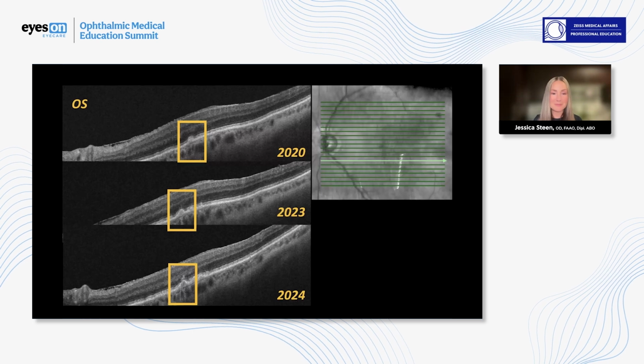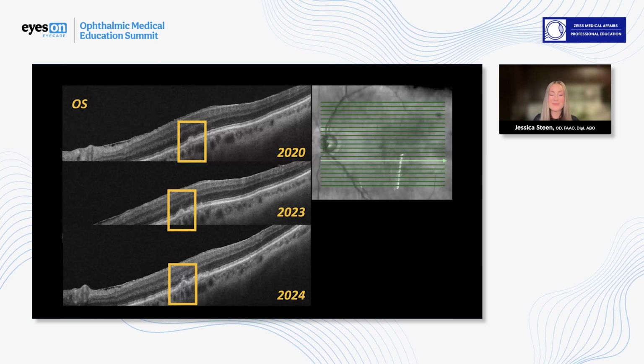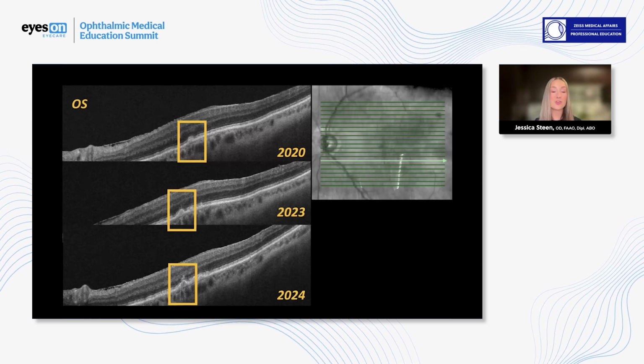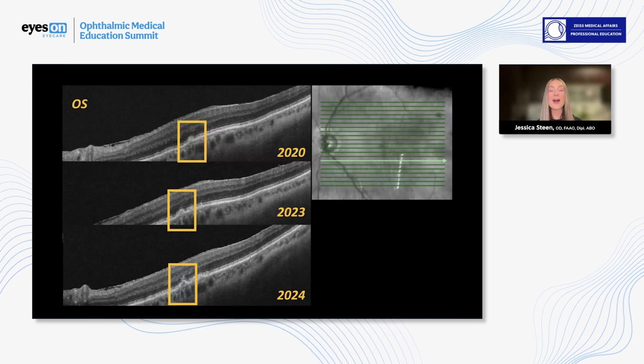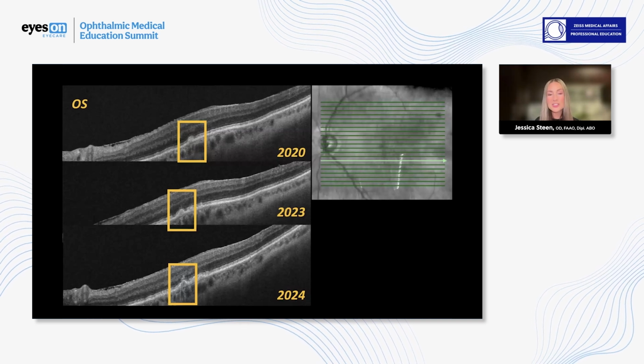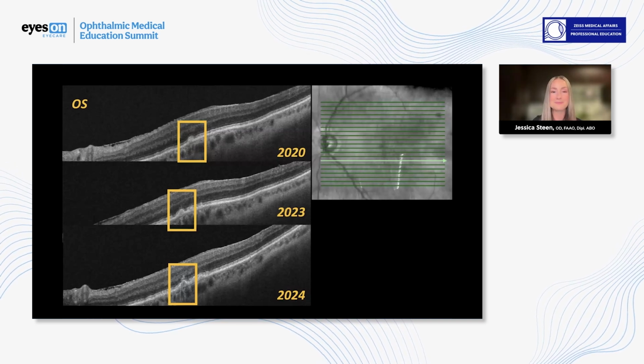Now, what's happening to this particular druse over time? What's happening is that it's becoming atrophic. This is an example of a druse that is going to become atrophic over time.